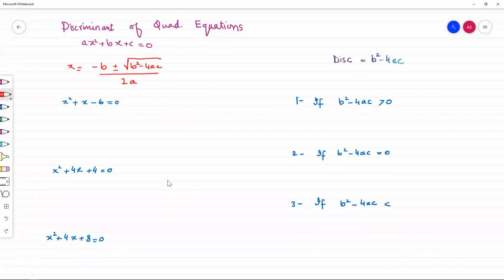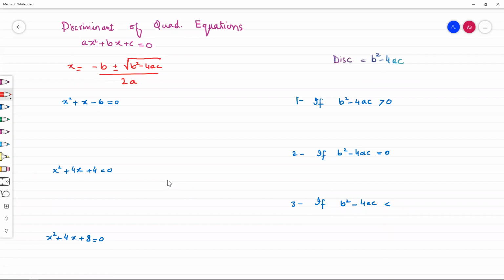Hello, dear students. In this lecture, we are going to discuss the discriminant of quadratic equations. So, the quadratic equation we have is ax square plus bx plus c is equal to 0. The quadratic formula is x is equal to minus b plus minus the square root of b square minus 4ac, over 2a.